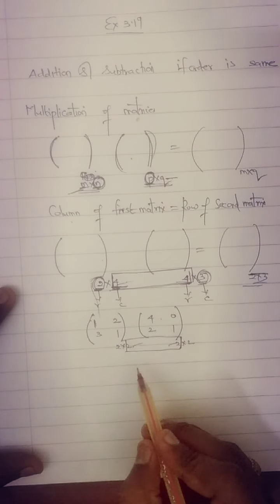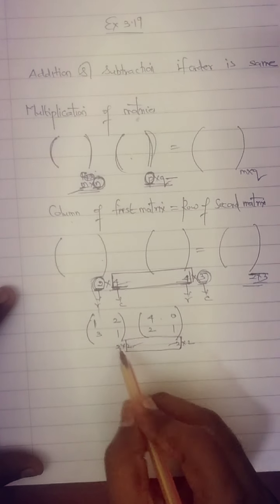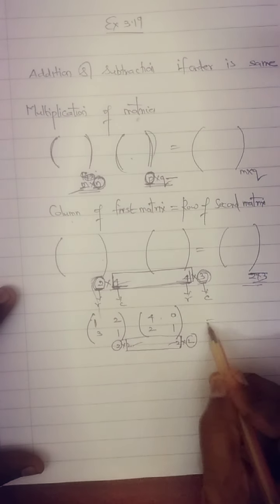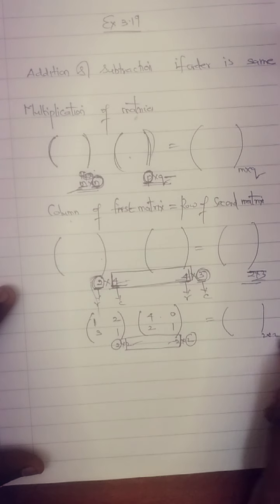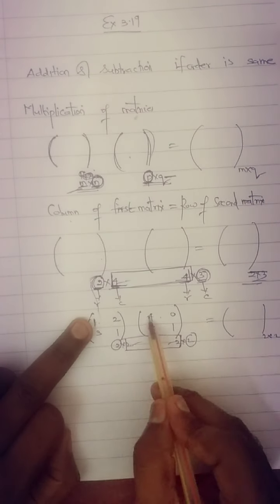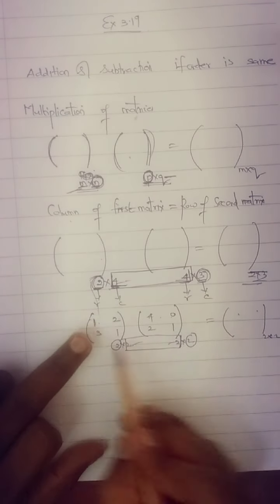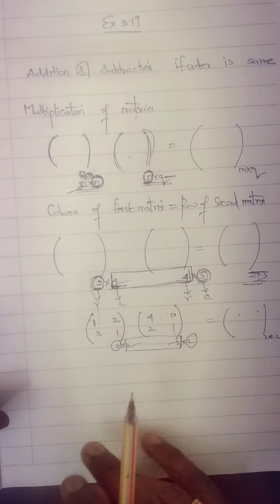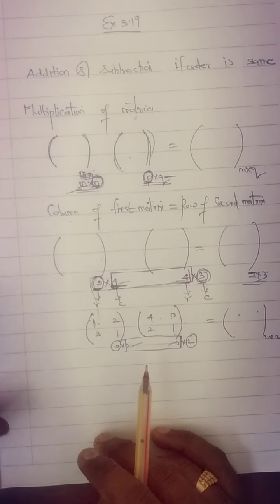Next, how am I going to do the multiplication? The resultant matrix is also 2 cross 2. Some may say, sir, multiply easily: 1 into 4 is 4, 2 into 0 is 0, 3 into 2 is 6, 1 into 1 is 1. But this is not matrix multiplication.